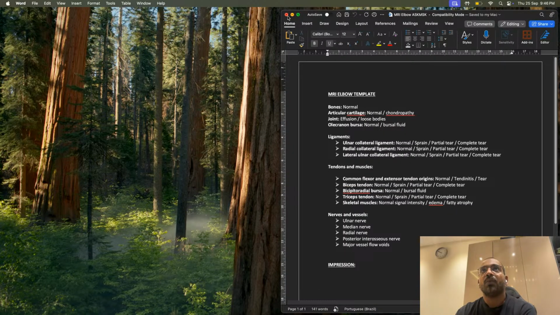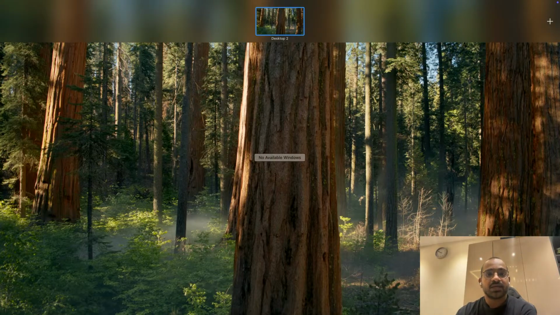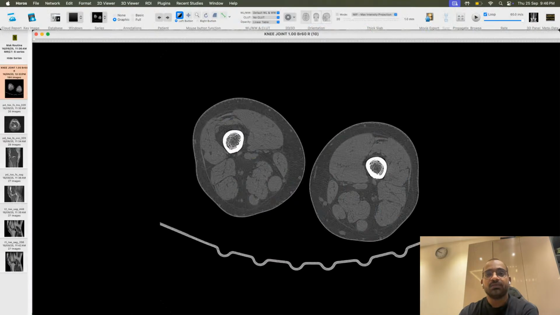This is about elbow, a case of an elbow. And next we have a knee joint. This is the last one. So almost 44 years old patient. The patient had locking of the knee joint, history of previous trauma, neglected.